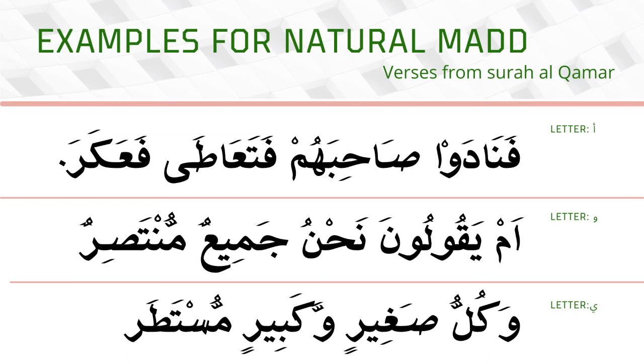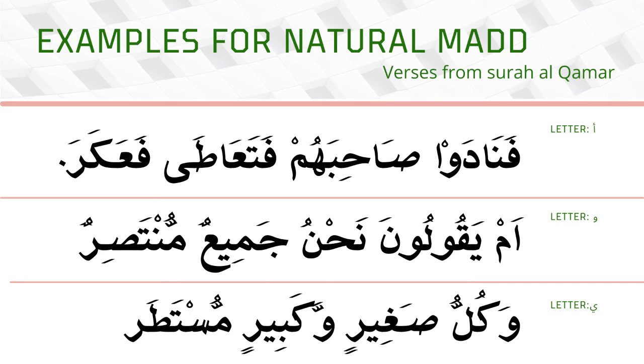فنادوا صاحبهم. So the sad in the second word has an alif. So this is called the natural mad. فتعاطى فعقر. فتعاطى. So the ain which has fatha in the third word has an alif. So this is also known as the natural mad of alif. I'll read the first verse once again to check it. فنادوا صاحبهم فتعاطى فعقر. Now let's go towards the second.